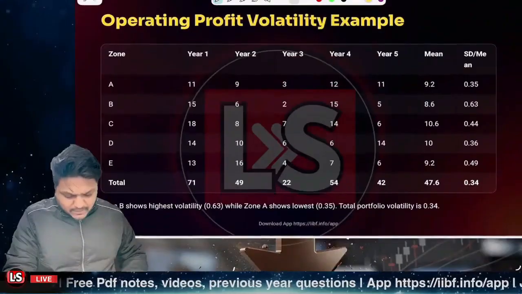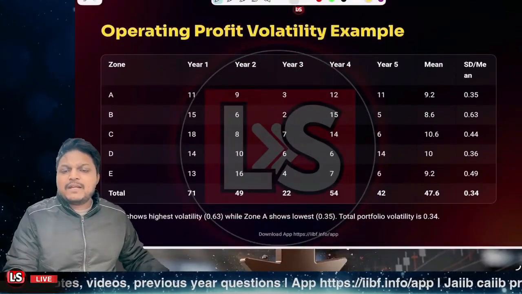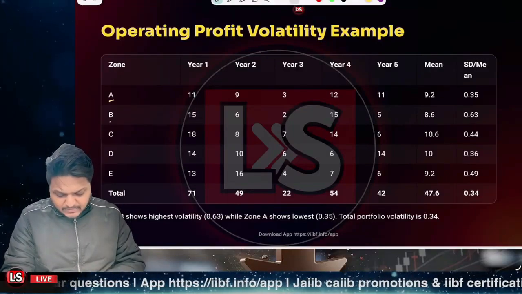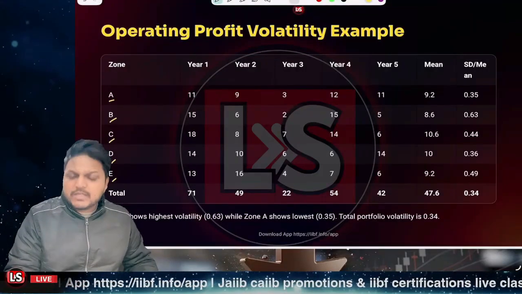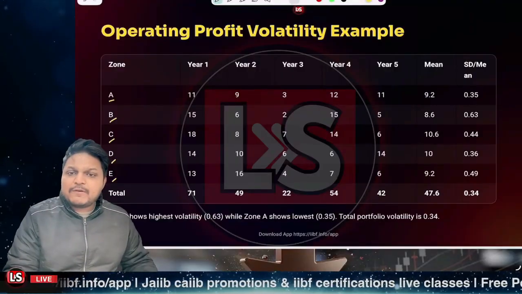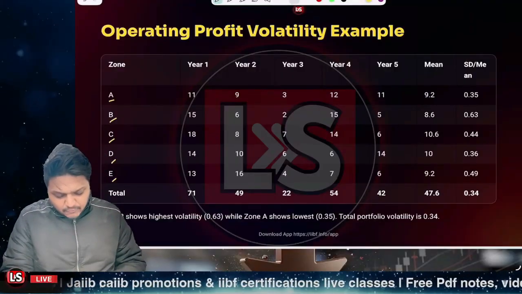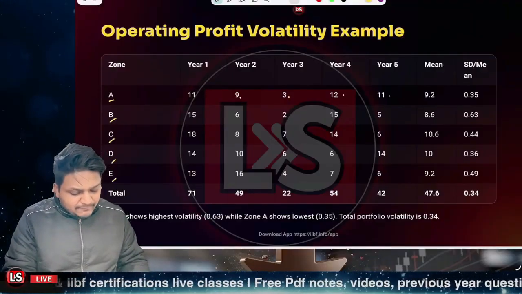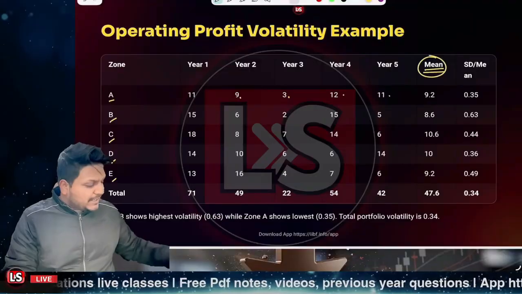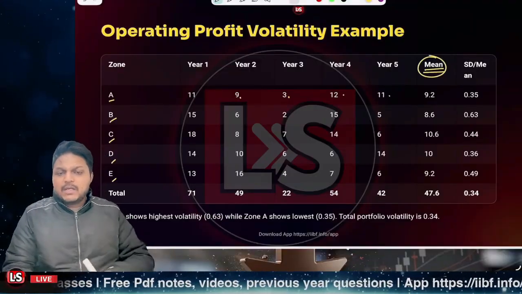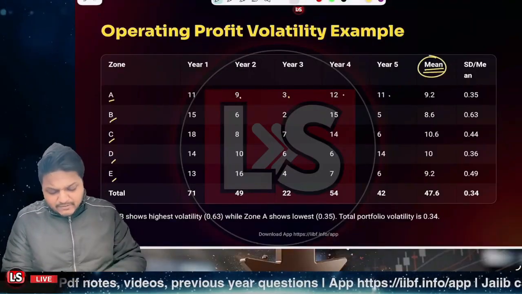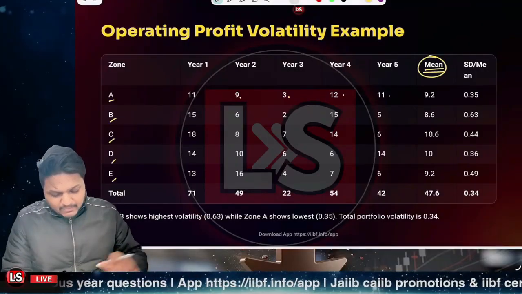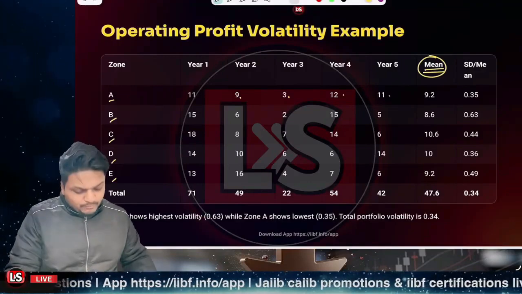Now let's have a look at this particular question. We have 5 different zones, A, B, C, D, E, and for the different years we have different operating profits. For A we have 11, 9, 3, 12, 11. When we find the average, the mean, the formula is the sum of all the terms, 11 plus 9 plus 3 plus 12 plus 11, divided by the number of years, that is 5. So it is 9.2.